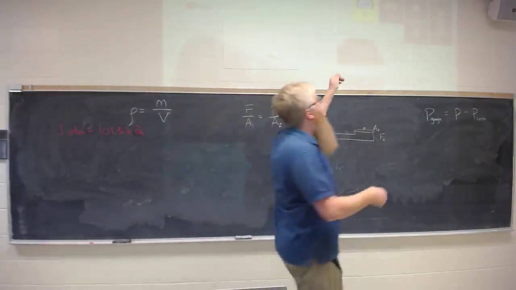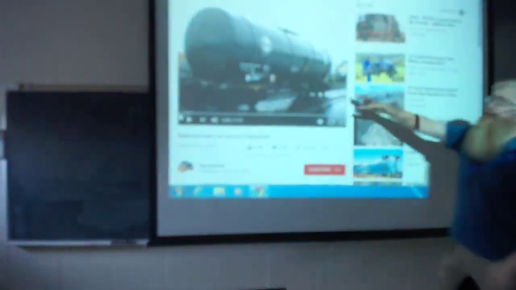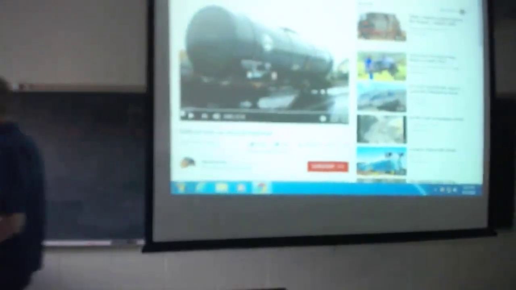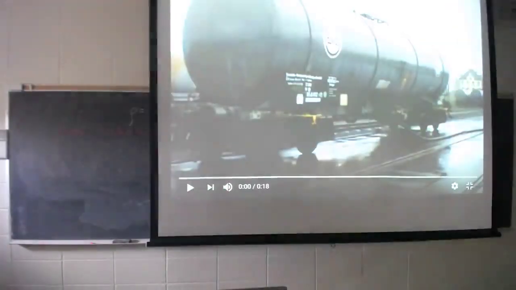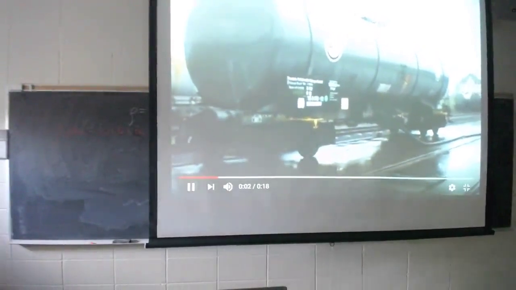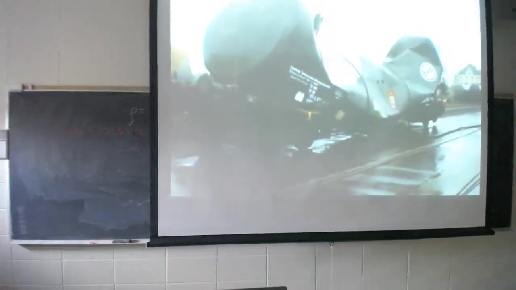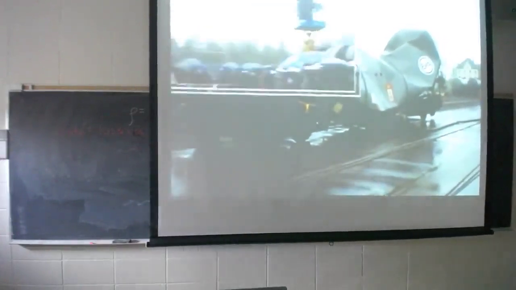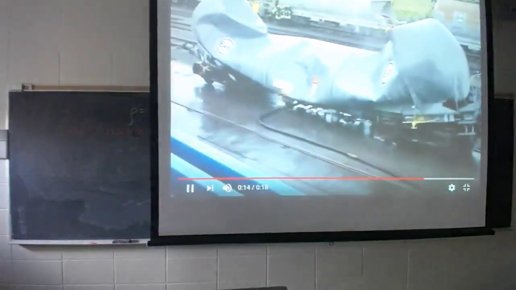So, to show you how powerful atmospheric pressure is, this is a railway car. It usually hauls natural gas at high pressure. All they did was pump the air out of it. That's all they did. That's just the weight of the atmosphere pushing it down. There's another one. That's crazy.